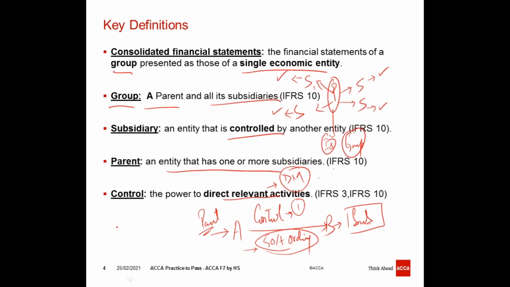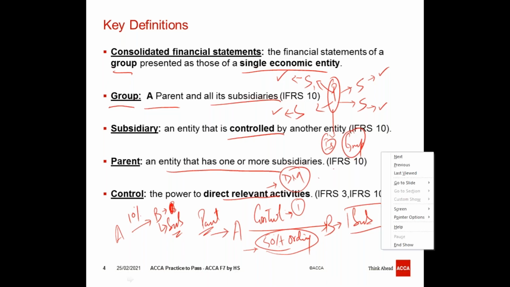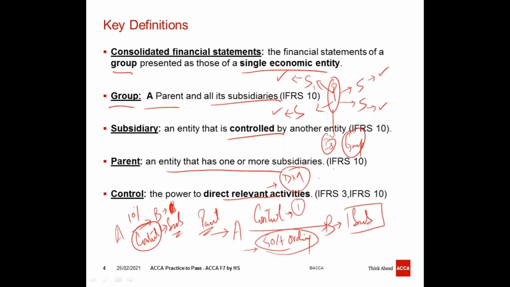So is it possible that you have got 10% shares in B company and B is your subsidiary? The answer is yes. It is possible that B company is your subsidiary if you have got the control. It all depends on the control. By whatever means, if you can exercise control over the other company, then that company will be a subsidiary irrespective of the percentage.